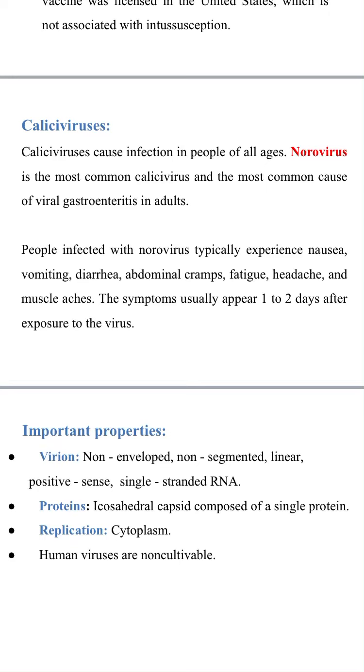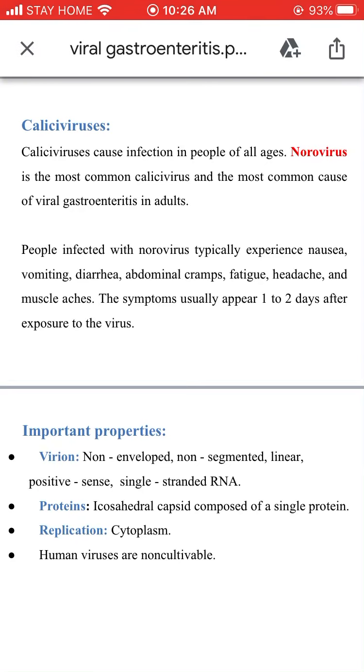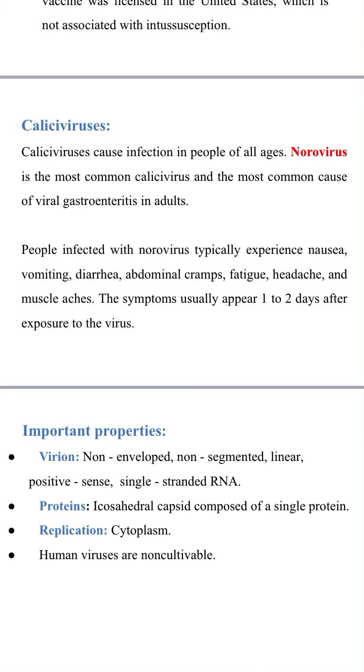Now we will talk about caliciviruses. Caliciviruses cause infection in people of all ages. Norovirus is the most common calicivirus that can cause viral gastroenteritis in adults. People infected with norovirus typically experience nausea, vomiting, diarrhea, abdominal cramps, fatigue, headache, and muscle aches. The symptoms usually appear 1 to 2 days after exposure to the virus.